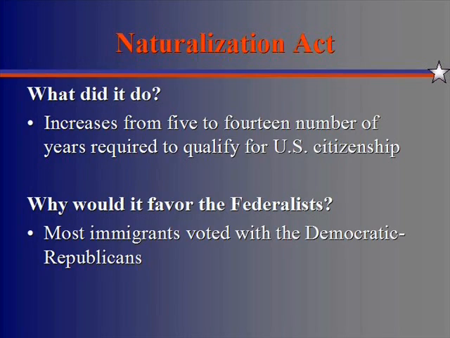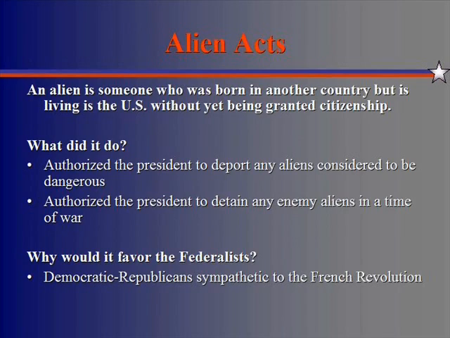The next act or law that the Federalists used to punish the Democratic Republicans was called the Alien Act. Now, an alien is someone who is born in another country but is living in the U.S. until they are granted citizenship. Now, lots of people come to this country. Some people remain aliens and stay in our country on a visa because they work here and they never get citizenship. Some people, after a number of years, decide they want to become a citizen, and so they do that. Now, what did the Alien Act do?